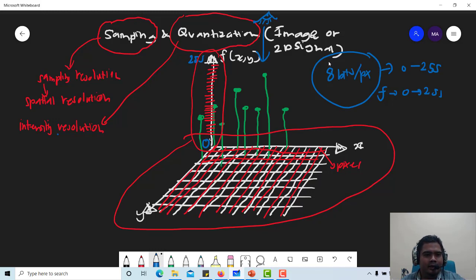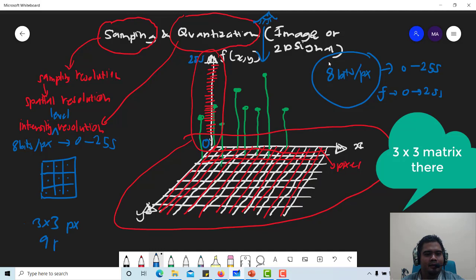Sorry, I forgot to put this label: intensity level resolution. However, what is spatial resolution? Let's say this is my image, and the intensity level resolution of this image is 8 bits per pixel, so each value inside this box can be a number from 0 to 255, which is grayscale. The spatial resolution of this image is 3 times 3 pixels, because you have 1 2 3, 1 2 3, so 3 times 3, or 9 pixels.